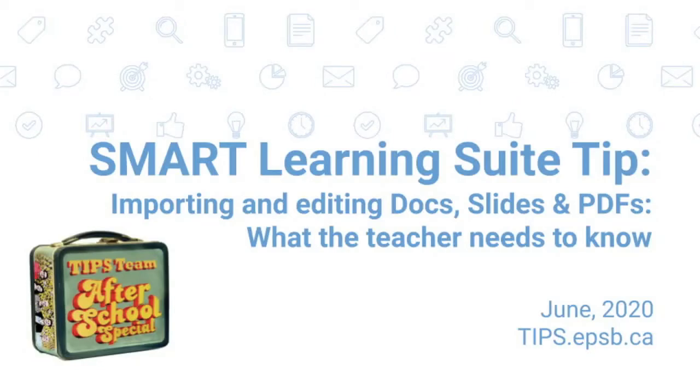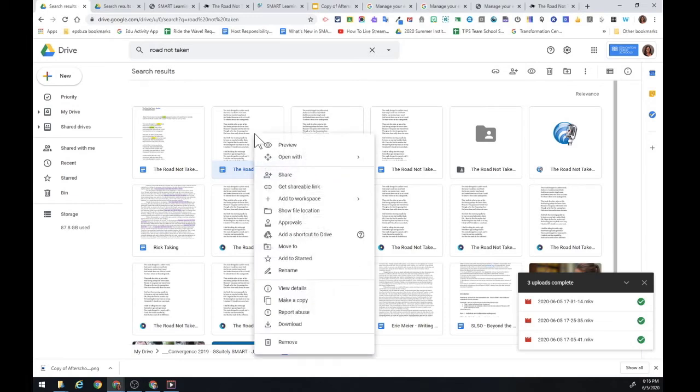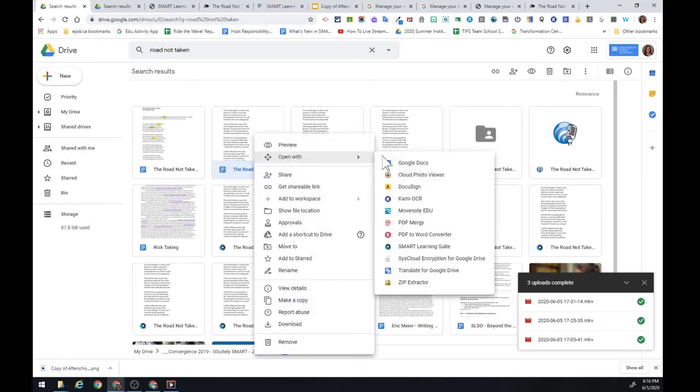Let's take a look at how you can import and edit a doc or a slide or a PDF in Smart Learning Suite Online, along with a couple of tips of what you need to know. I'm in my Google Drive, and so this is a look at my drive. I have the poem The Road Not Taken. I'm going to right click on it, and instead of opening in Docs, I'm going to open it all the way down here in Smart Learning Suite.